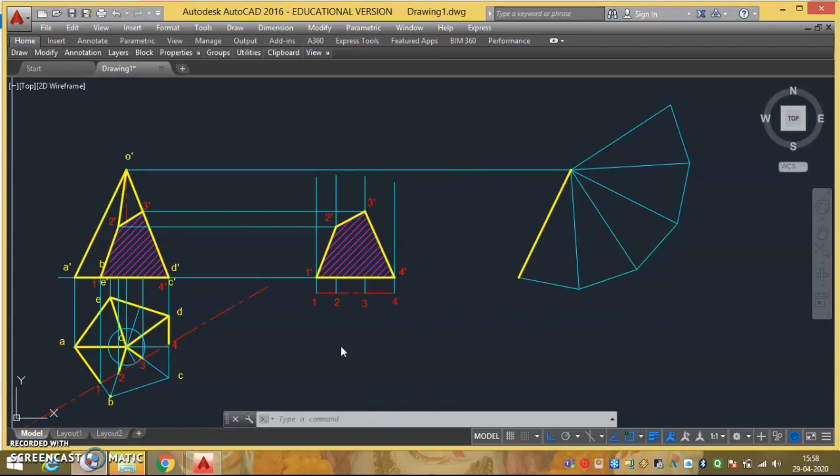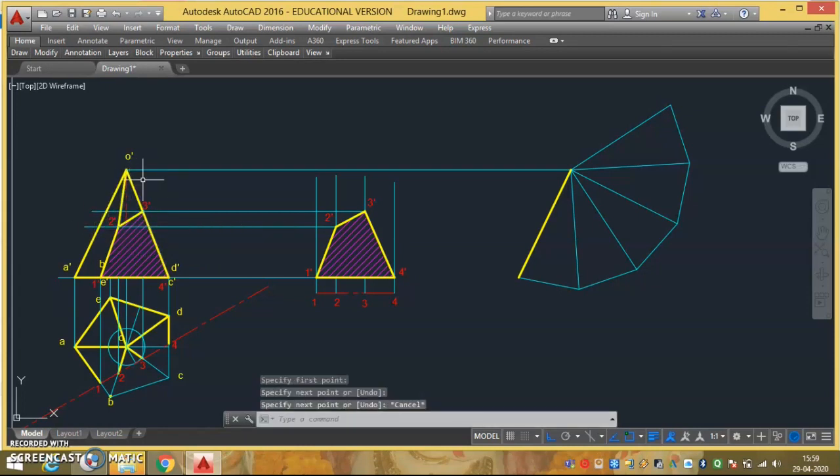Sorry, you can start drawing the development. To do that, first, whatever divisions you got here, you project on the true length line. So the 2 point and 3 point that we got, we will project those points on the true length line. I'll project it on this line. Same way, I'll project this point on this line.